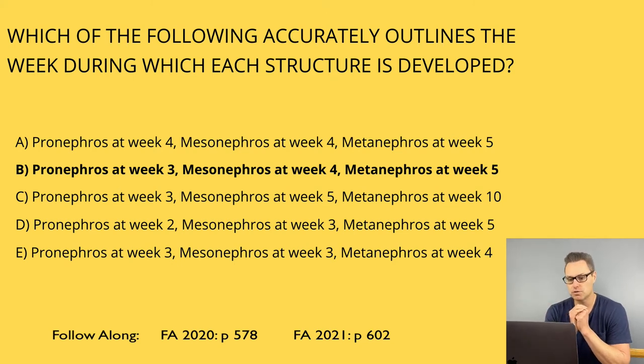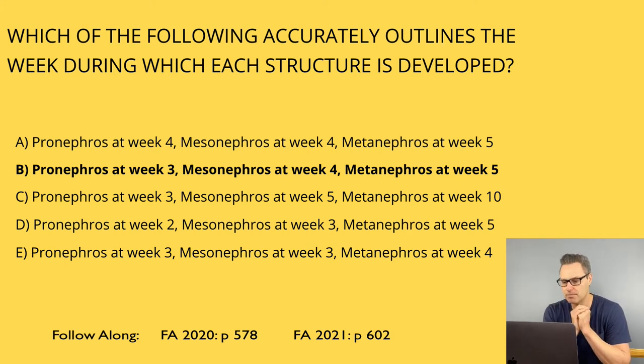Now, the metanephros will be seen in the fifth week of gestation, and it remains as the permanent adult kidney. Now, this develops from the ureteric bud, which is an outgrowth of the mesonephric duct, and the metanephric mesoderm, and that is derived from the caudal part of the nephrogenic ridge. Now, the embryonic ureteric bud is going to be responsible for the ureter, the renal pelvis, the collecting ducts, as well as the major and minor calyces.